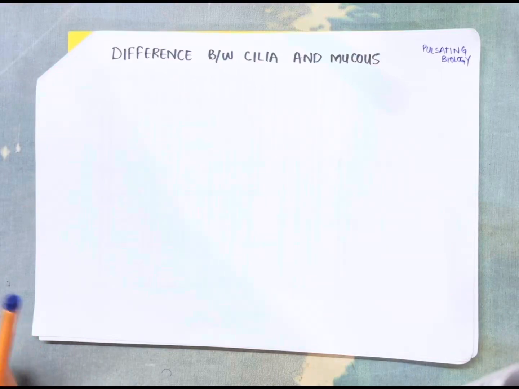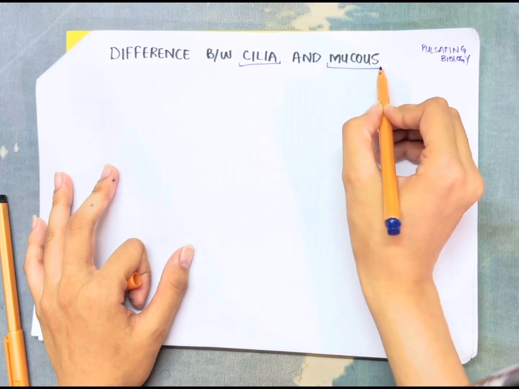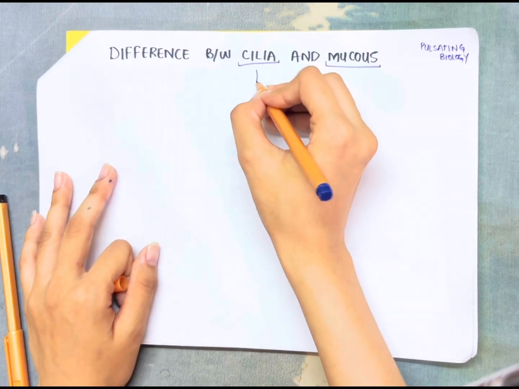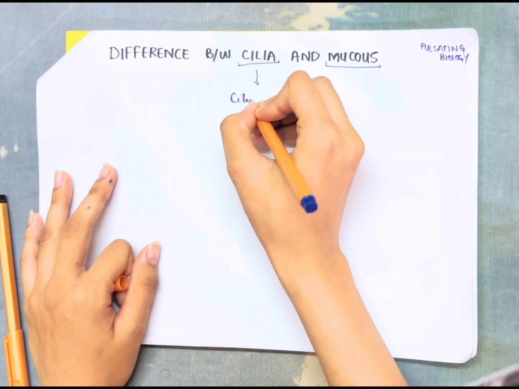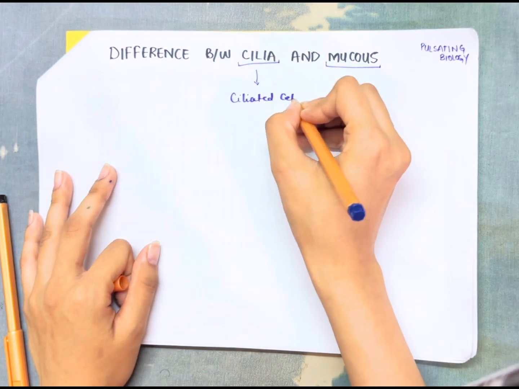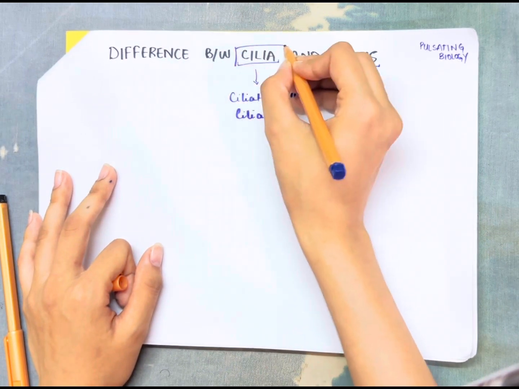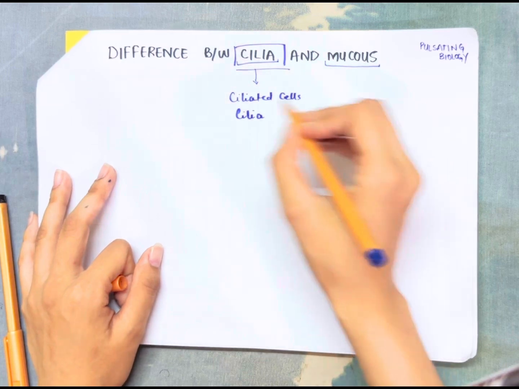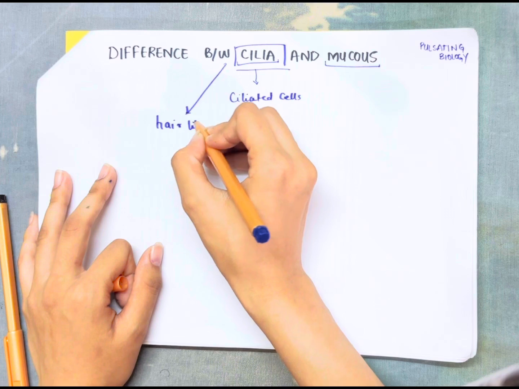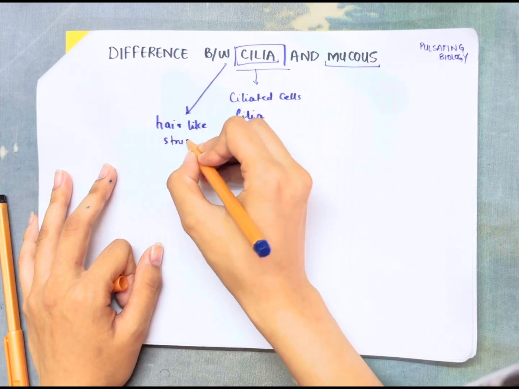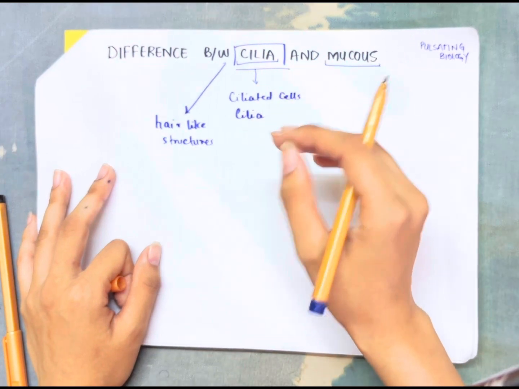Welcome to Pulsating Biology, and in this video we are going to talk about the difference between cilia and mucus. Cilia can also be termed as the ciliated cells or the cilia itself. The question arises: what is the meaning of cilia? Whenever you hear the term cilia, the first thing that should come to your mind is hair-like structures. So cilia are basically small hair-like structures that are present on the surface of the cell.